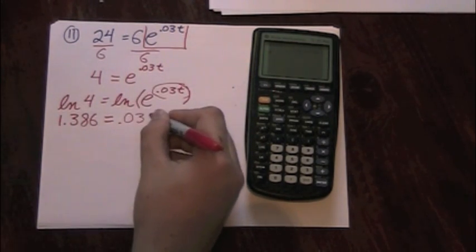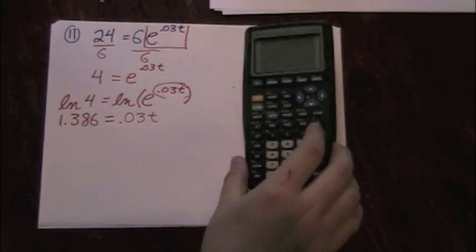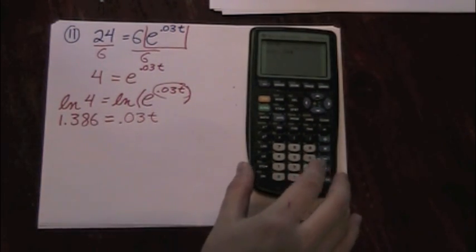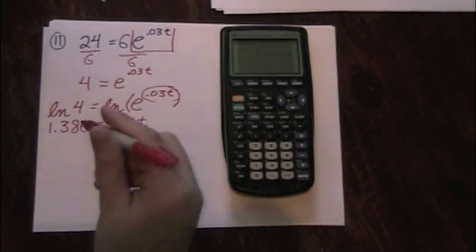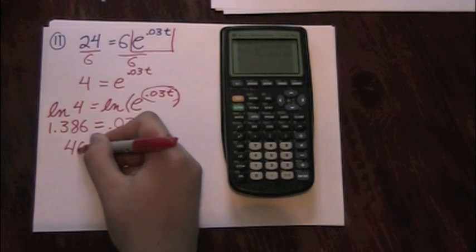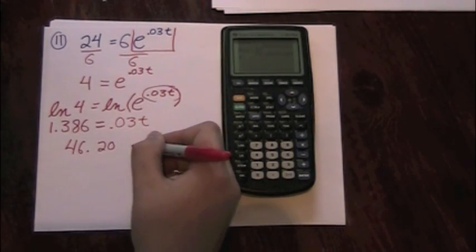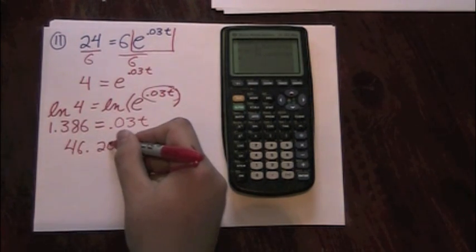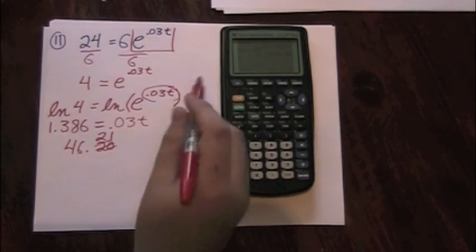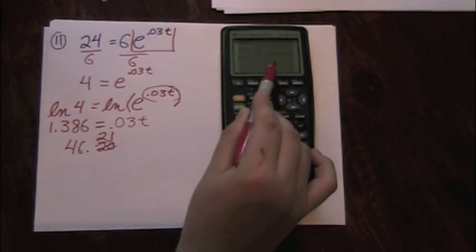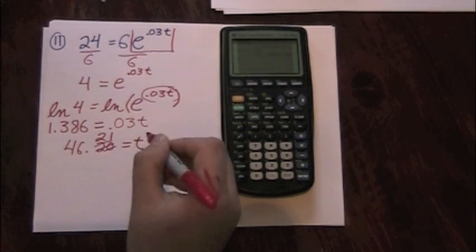So 0.03t. My last step, I can divide both sides by 0.03, and I get a result that's 46.20. It's actually going to round to 46.21. It's 46.2098 equals t.